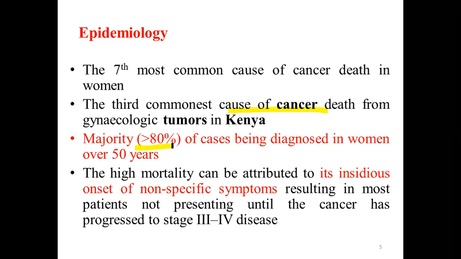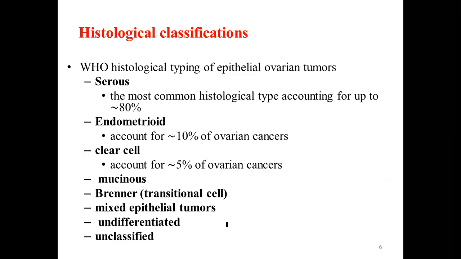The majority of cases are diagnosed over 50 years of age. The high mortality of ovarian cancer is related to slow onset and non-specific symptoms, so most patients will not present with symptoms until they reach stage 3 and stage 4. That is why this condition is highly fatal. Once it reaches an advanced stage, it is very hard to treat and to cure the disease. That is the most contributing factor for the high mortality rate of this condition.